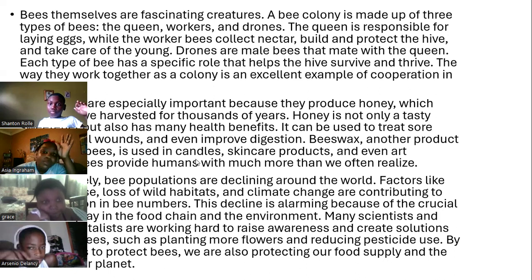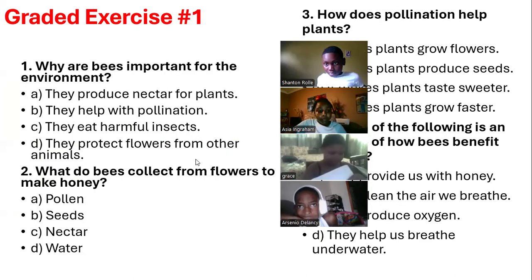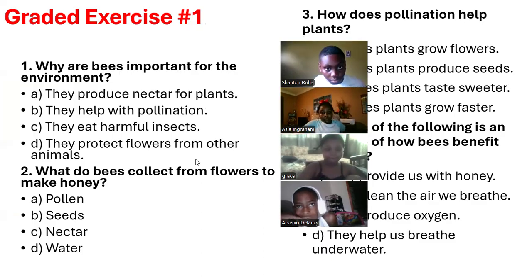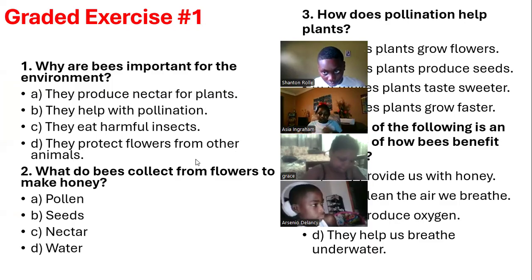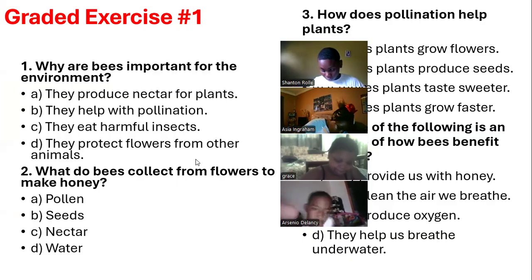Okay, so we're going to begin the grade exercise. It's only four of them. You're going to write the question as well as the answers. So you're going to write the question and the four options that I give you, all right? Start from number one. Write this down: number one, why are bees important for the environment?